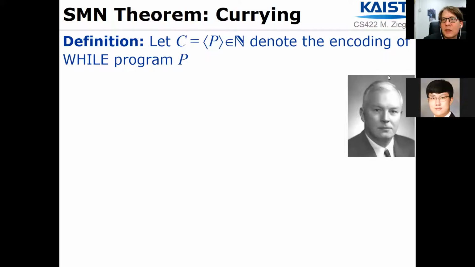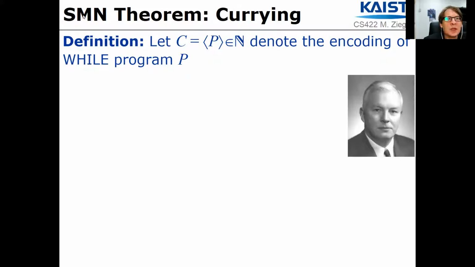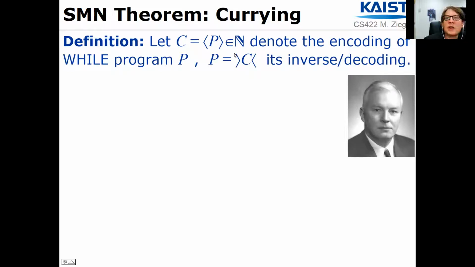in interpreting a function of two variables as a family of functions in one variable and vice versa. And for this, we have introduced some terminology, which I'd like to recall for your convenience. Maybe we use the angle brackets to denote the encoding of a while program as a natural number. And we use the inverse angle brackets to denote the decoding of a natural number into some while program.